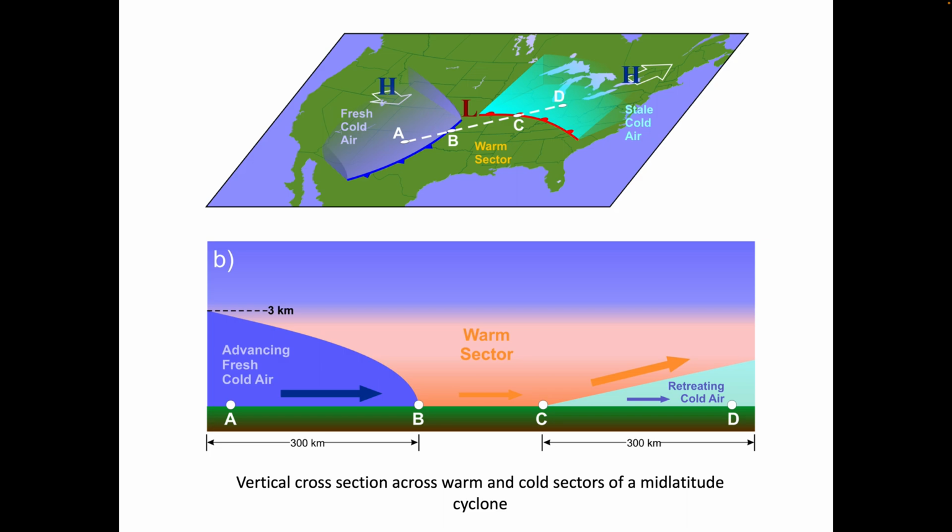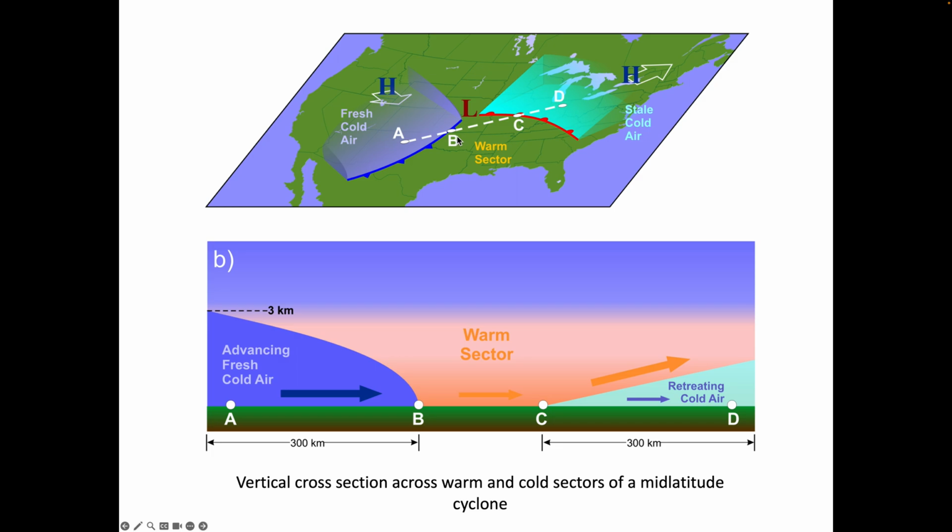Now let me just talk about ahead and behind when we're talking about fronts. If you take a look at a front, when I say ahead of a front, this refers to the area where the front has not yet passed. So it is ahead of the front. Then the front passes, and once the front has passed, this region here is behind the front.